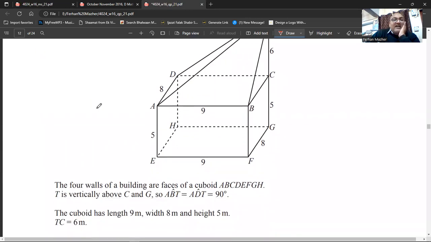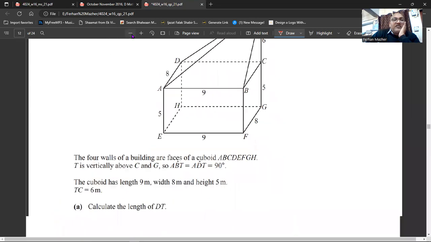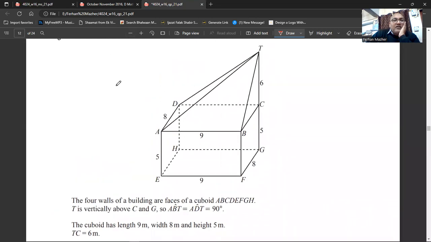He says the 4 walls, let me reduce the size so you can see. The 4 walls of a building are faces of a cuboid ABCDEFGH. T is vertically above C and G. Okay, so the angles ABT and ADT are both 90. The ADT and the ABT, these angles are 90. So this angle here is 90. The ADT, this angle is also 90.